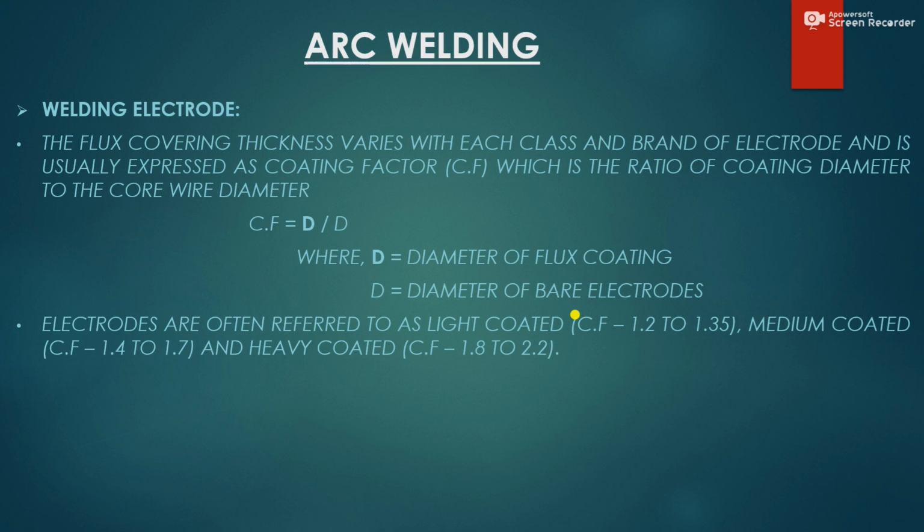And if you need to express the thickness, it is expressed as coating factor CF, which is basically the ratio of the coating diameter to the core wire diameter, બરોબર, જેમાં which is D upon d, which is capital D. This capital D indicates the diameter of flux coating, and the small d indicates the diameter of the bare electrode.